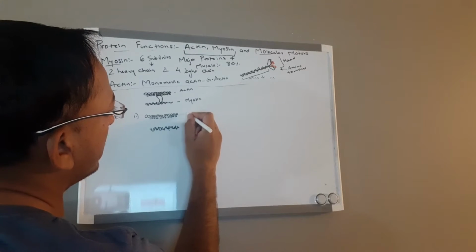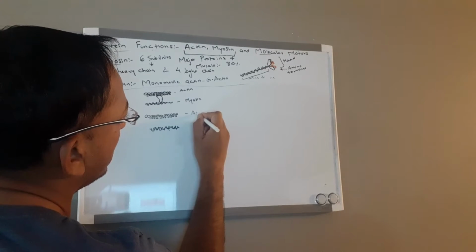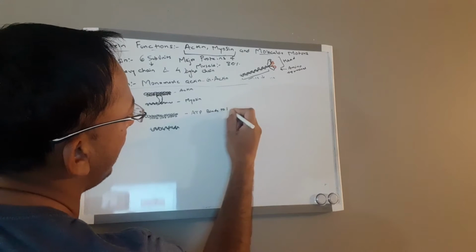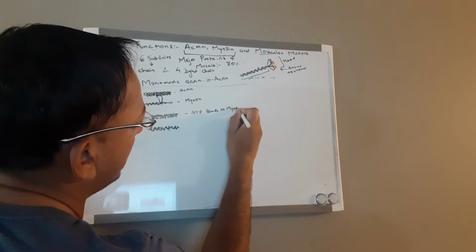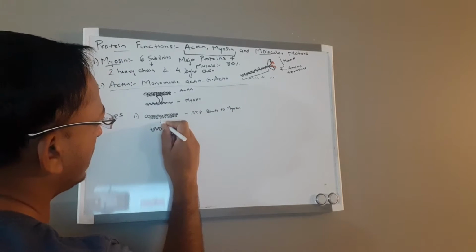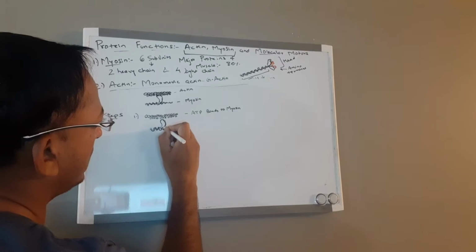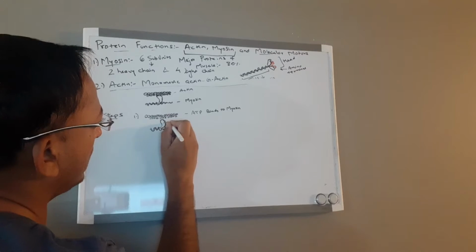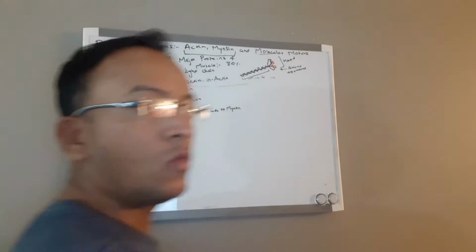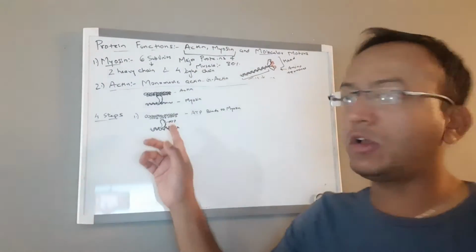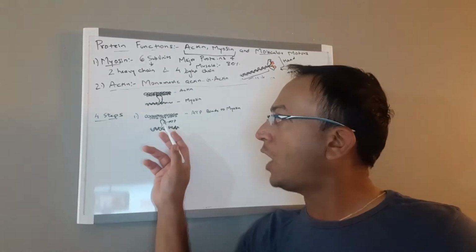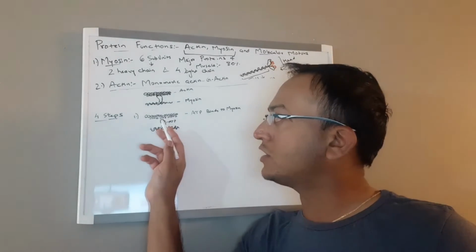So I will write this down here. ATP binds to myosin. So this is myosin, right? And here is the ATP that binds to myosin. So when the ATP binds to myosin, it dislocates the myosin head from the actin. So you can see the space here.